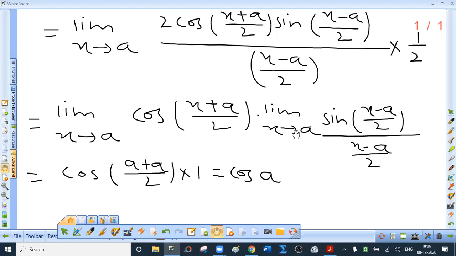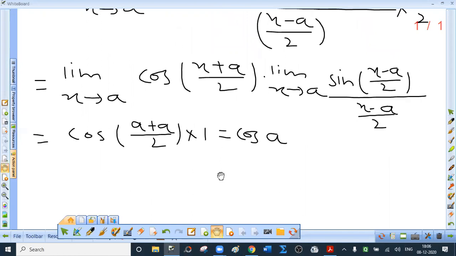The angle tends to 0 because as x tends to a, the angle tends to (a minus a) by 2, that is 0. And the angle is fully repeated in the denominator. So the value of this limit is 1. So the final answer, it is nothing but cos a. Right?